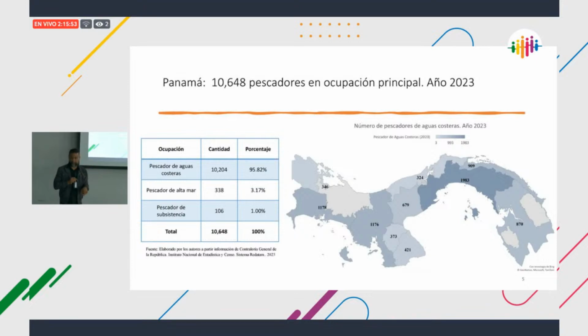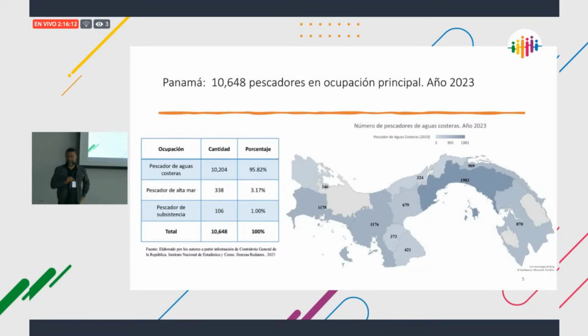We are generating a lot more job positions in informal fishers in the coastal areas and subsistence areas. So we have the Atlantic coast with a lot more presence. It has a lot more presence of fishers in the area.